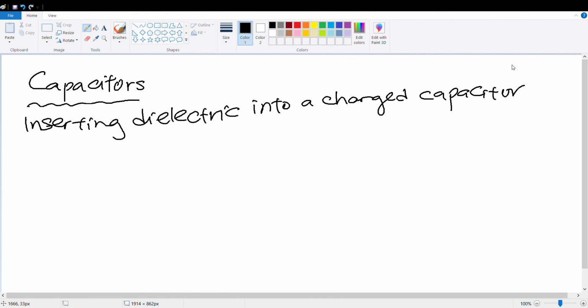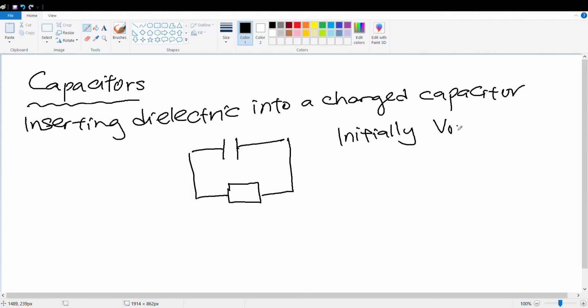So this charged capacitor is connected to a battery or the circuits. Initially, let's say I have my capacitor, and this is actually the power supply. Before inserting the dielectric, the potential difference across the two plates of the capacitor, my V naught, is equal to the E. This E is meant by the electromotive force, which equals the potential difference contained inside this battery. Hence the potential difference exerted by the capacitor is E.